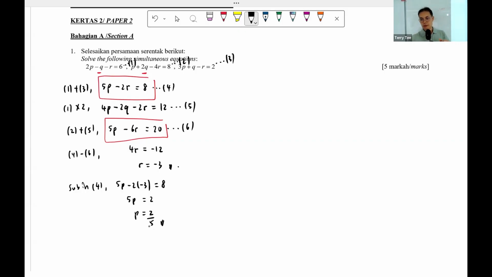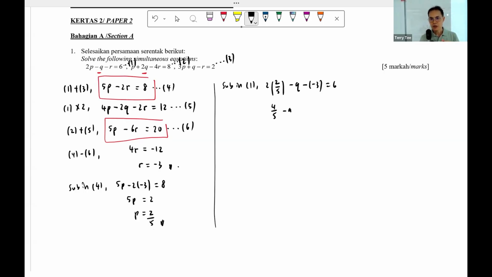Okay, then I'm going to substitute inside any equation. Again, maybe equation 1. Your P is 2 over 5, Q is an unknown, R is negative 3. The result is 6. So, okay, this number is a bit uglier. 4 over 5 minus Q plus 3 equals 6.